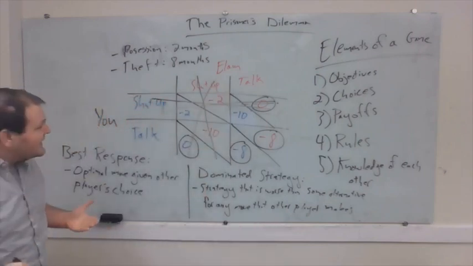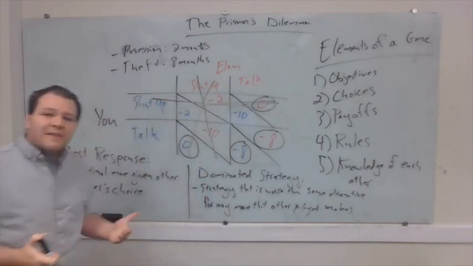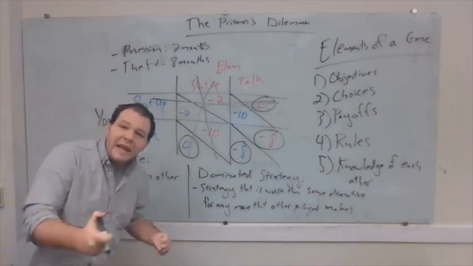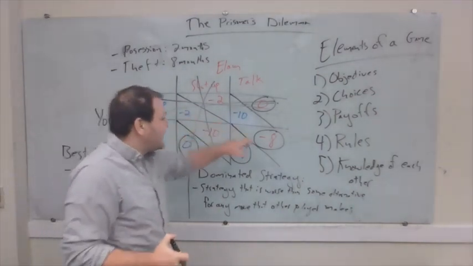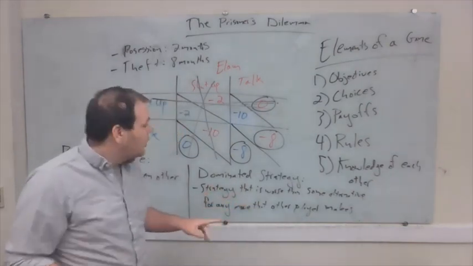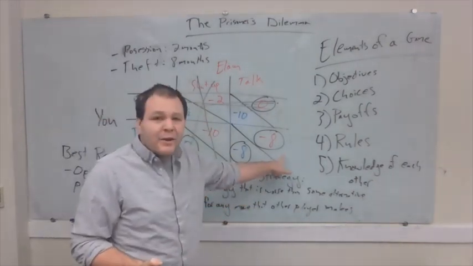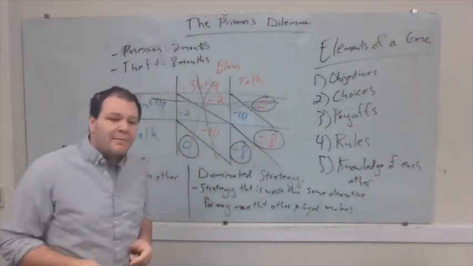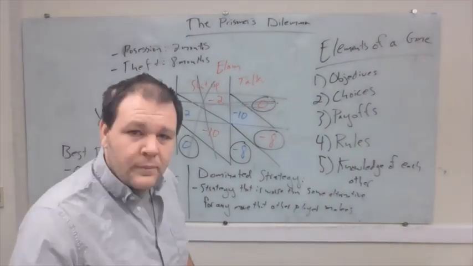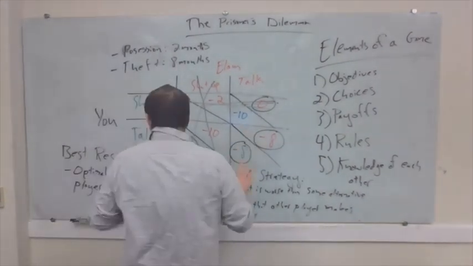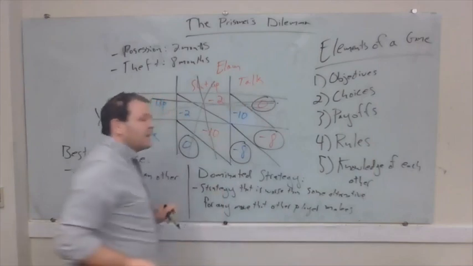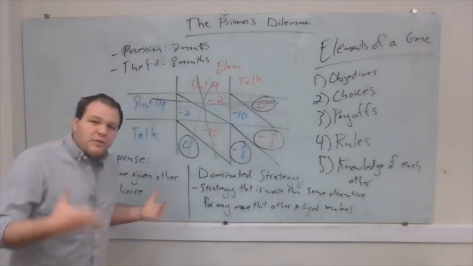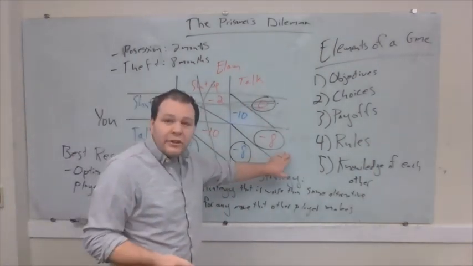So what this means is there's only one possible outcome of this game if both of you only care about yourselves and only care about getting out of community service, which is that both of you confess on each other, and both of you end up serving 8 months of community service. So this outcome, talk, is going to be the consequence of each of you making an individually optimal decision.